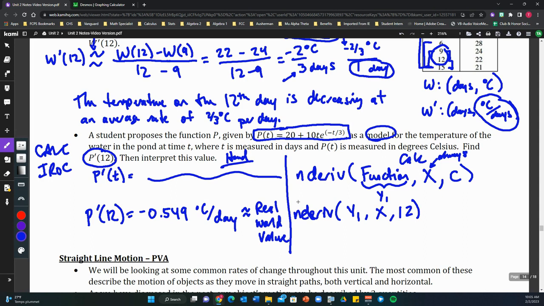The only difference is we can lose that average now because this is no longer an average. This is talking about an instantaneous rate of change. It's an estimate for the instantaneous rate of change. And obviously our value would change to 0.549 degrees Celsius per day instead of the approximation from before.